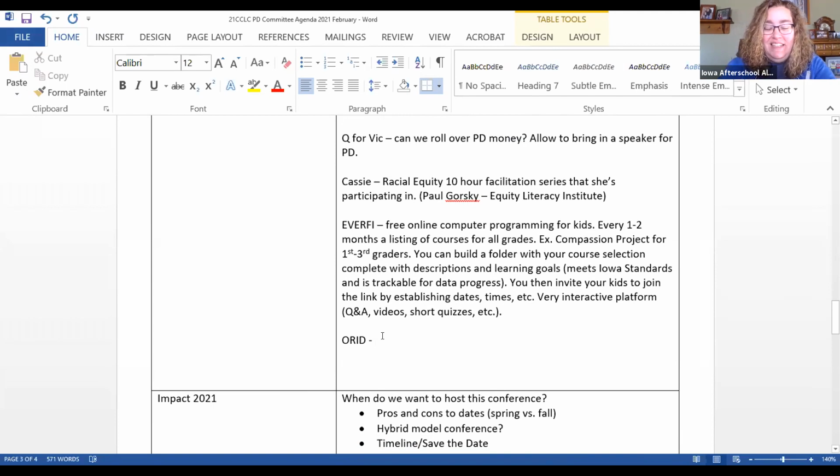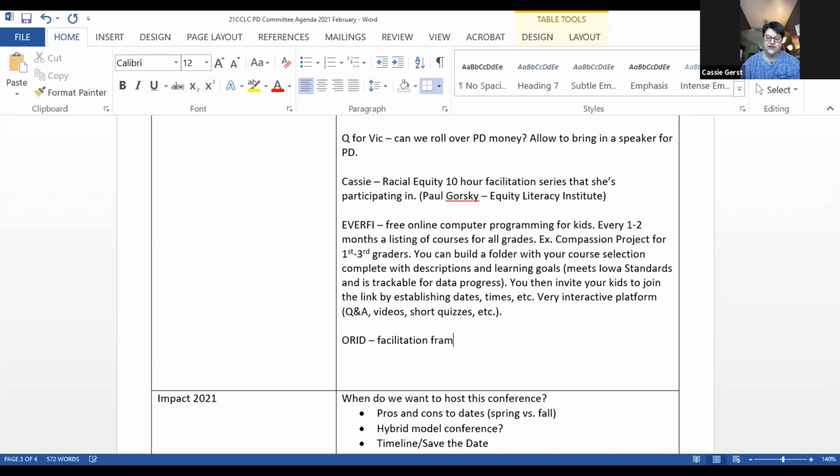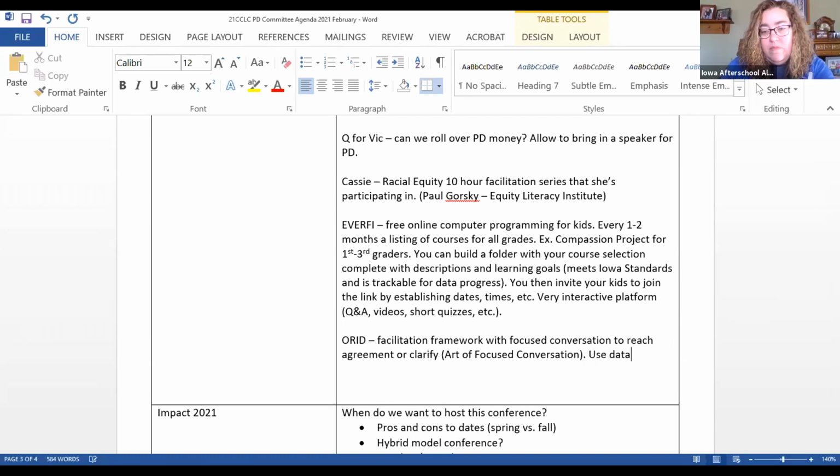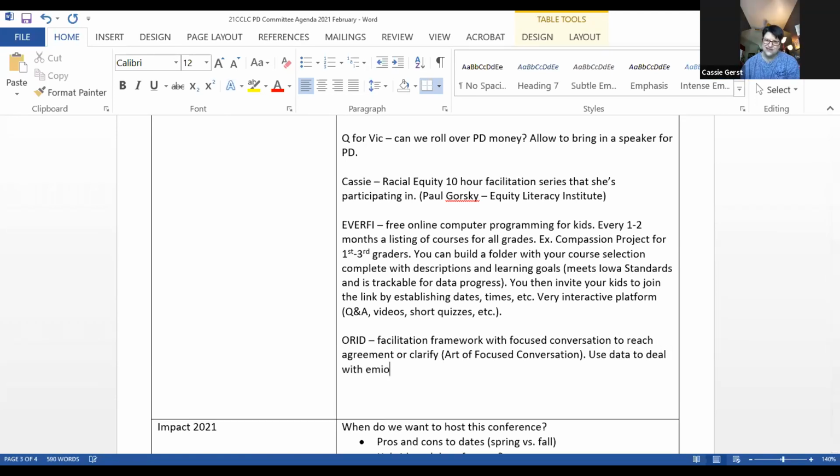So go ahead. Okay. So Orid: another grant project that I have is this strategic planning grant, and the person I hired for that was talking about this as she's leading collaboration. Orid is a facilitation framework that enables focused conversation with a group of people in order to reach some point of agreement or clarify differences. It's from the Institute of Cultural Affairs, and you can read about it in a book, The Art of Focused Conversation. It's where people can use data to deal with their emotional responses to a topic in order to undertake a better analysis and decision making.